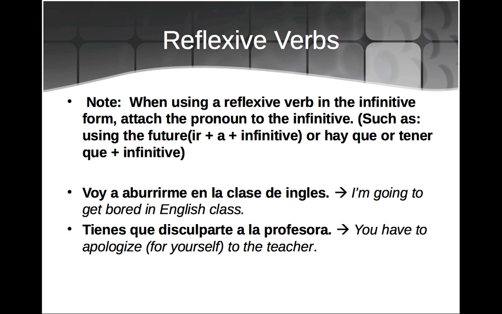Here's another example. You have to apologize to the teacher, and so it's basically saying you have to apologize for yourself, for whatever it is you did. Tienes que, the conjugated verb is tener, so you don't have to do anything to disculpar, except make the te agree with whoever's doing the apologizing. In this case, it's tú.